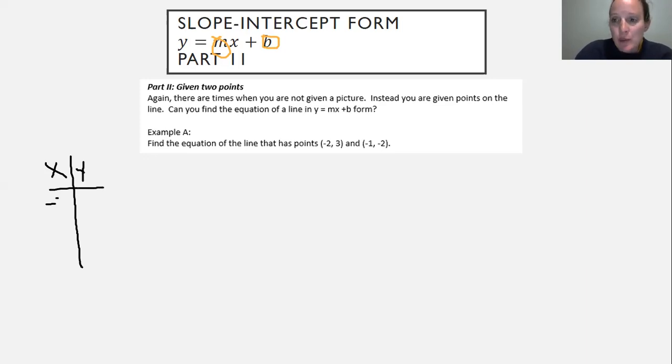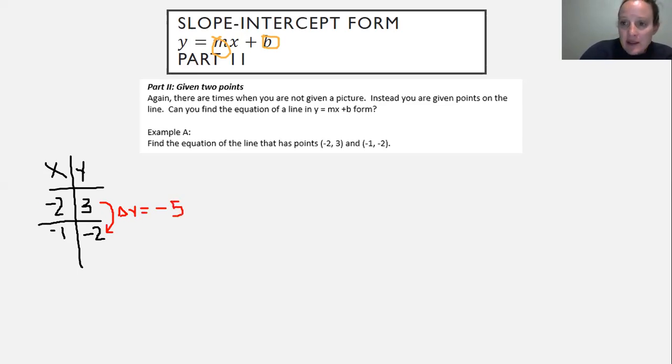So if I'm given 2 points and I'm asked to write the equation of the line, the first thing I do is I create a table, and I put my 2 points in that table. So (-2, 3) and (-1, -2). Now I'm going to do the exact same thing I did on the graph. I have to find my change in y, which is going from 3 to -2. If I started at +3 and went to -2, I went down 5. So I'm at -5.